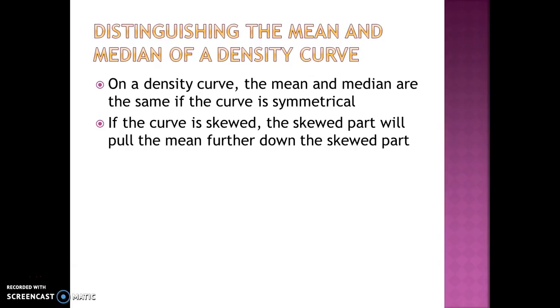On a density curve, the mean and median are the same if the curve is symmetrical. If the curve is skewed, the skewed part will pull the mean further down the skewed part. We've talked about this already in Chapter 1. So it works the same way.